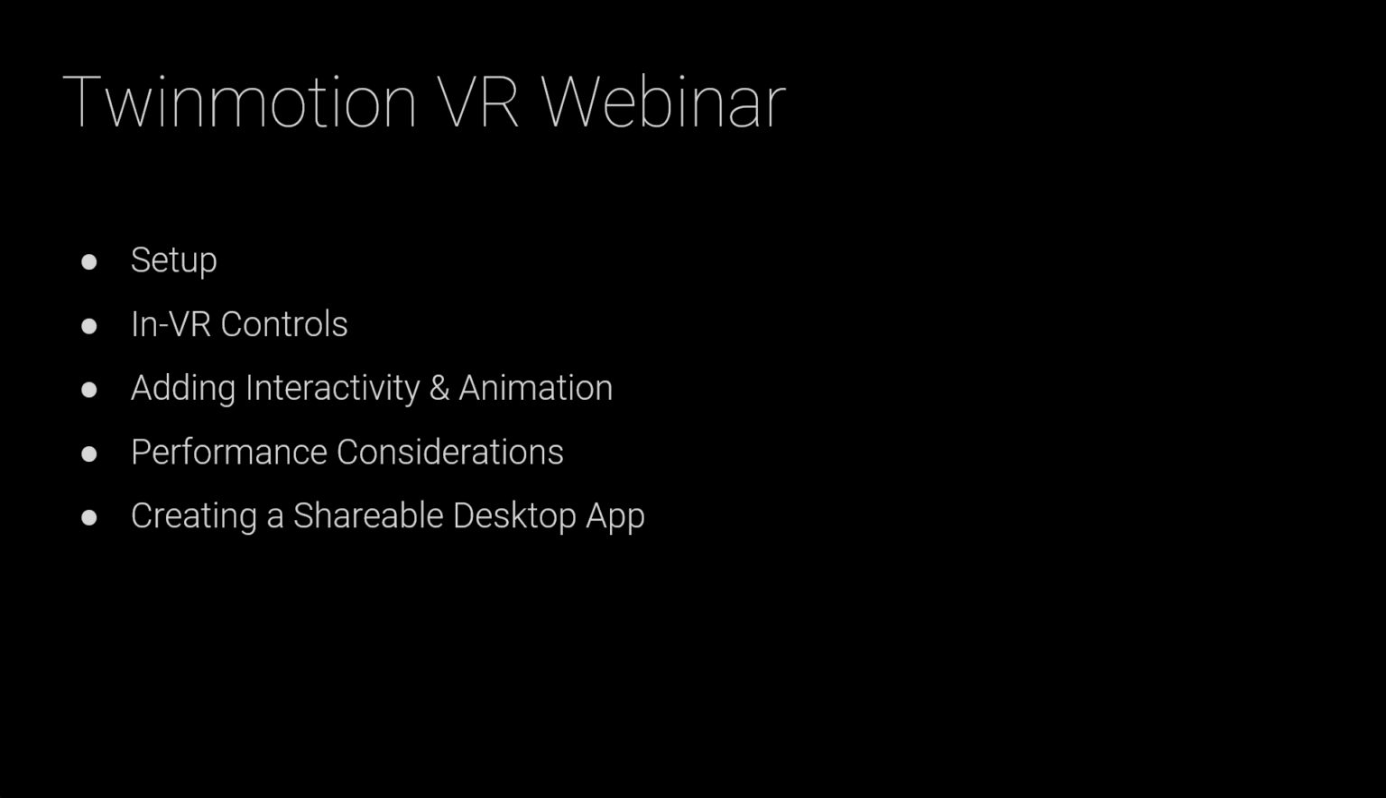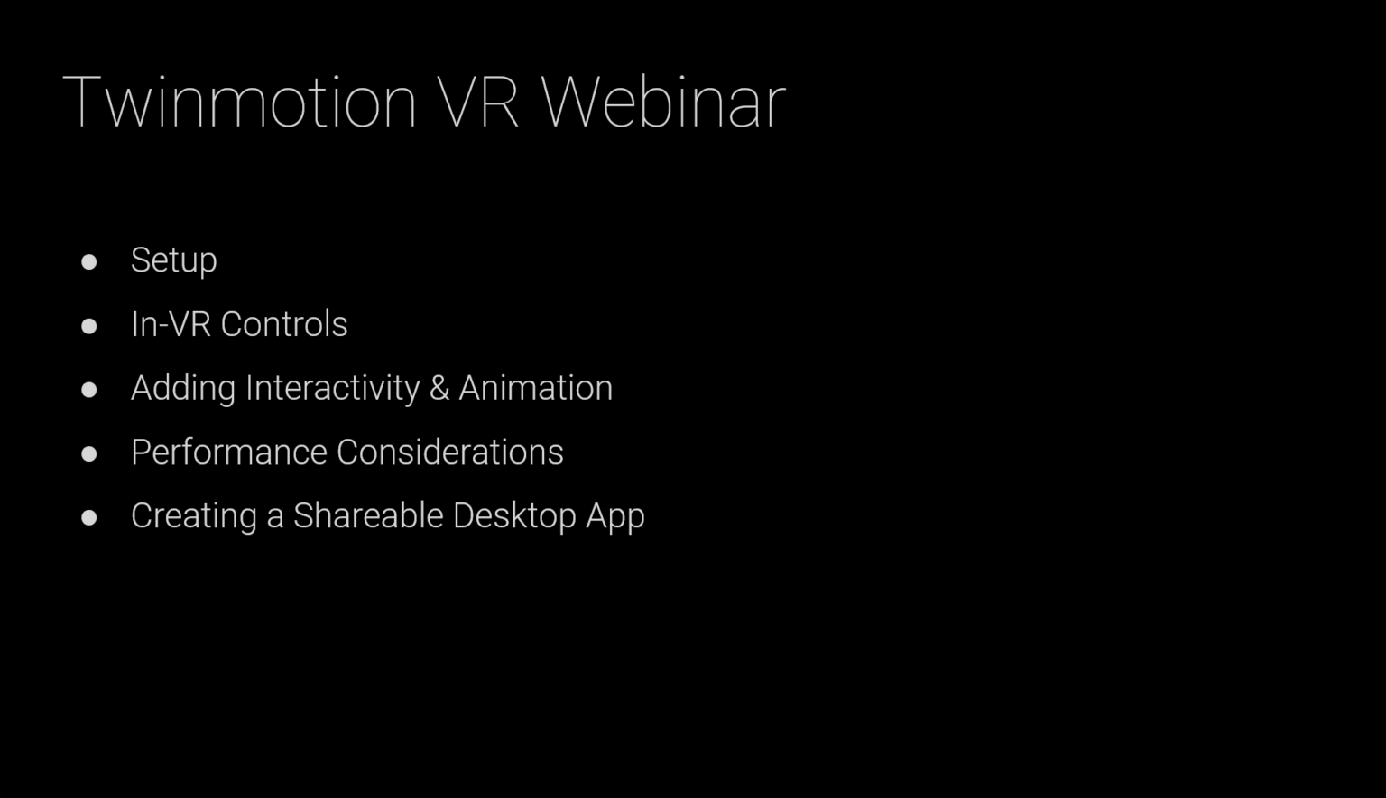Twinmotion VR requires only a click or two to run, but there are a few things we'll need to first do on the VR hardware and software side. After that, we'll jump right into the VR scene we're using today and go over the basic VR navigation controls, as well as looking at how to jump around the scene using the presenter view, how to change materials, and how to tweak time of day and weather.